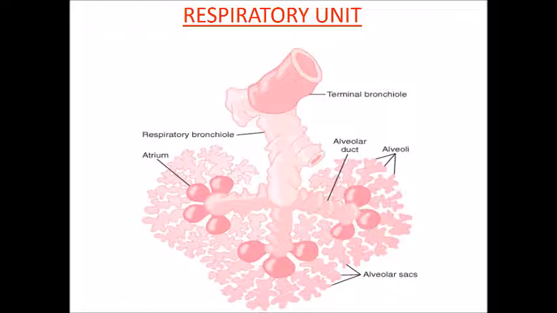This is a diagram of a single respiratory unit. So you can visualize a respiratory bronchiole is supplying few alveolar duct, alveolar sac and alveoli. So these all parts are included in a single respiratory unit. And in respiratory unit, diffusion of the oxygen and carbon dioxide will happen.